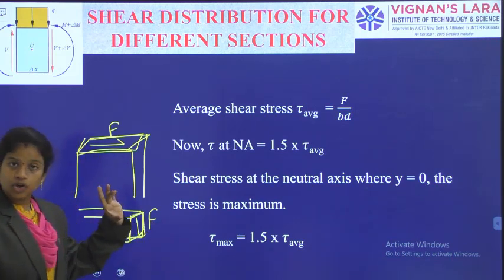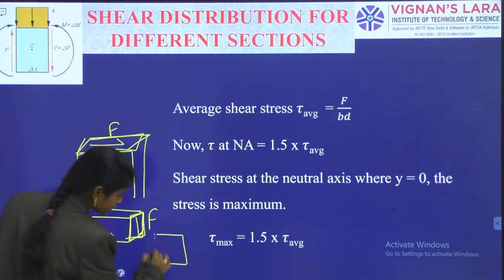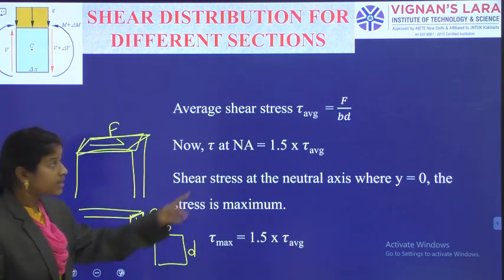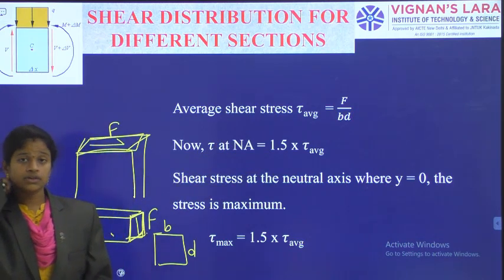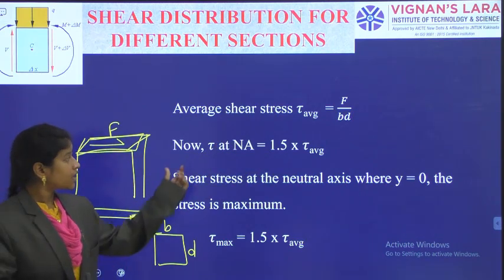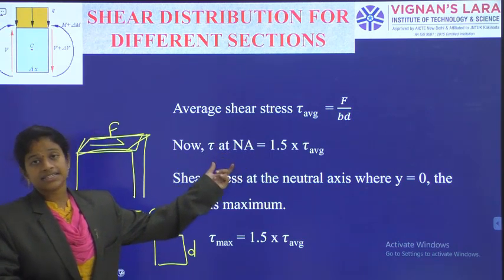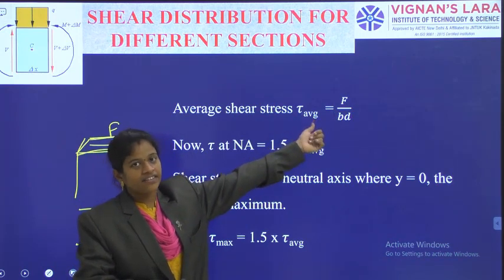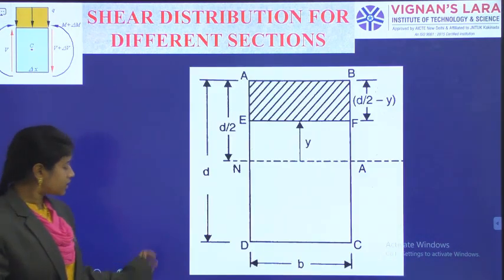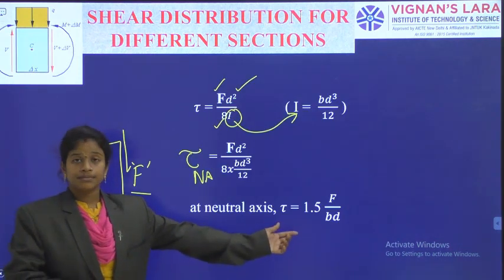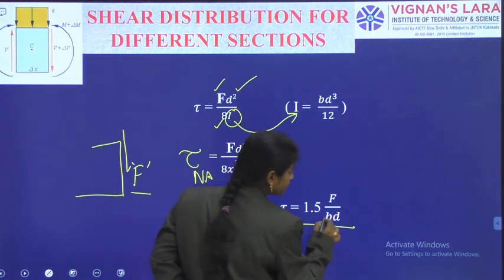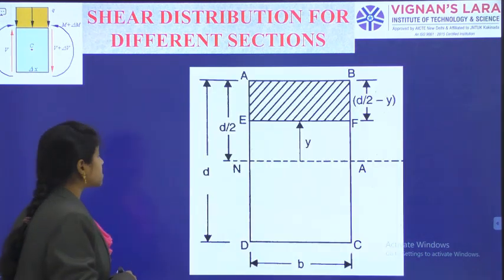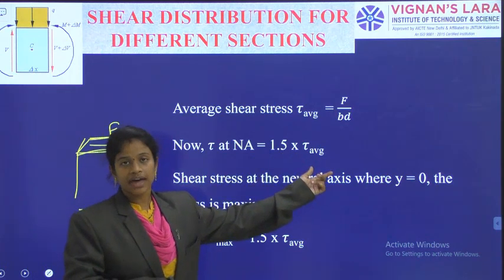When this is our cross section of the beam, I have observed a rectangle with b and d on which the shear stress is acting. That's why F by bd. The tau average is equal to shearing force by shearing area. Now, shear stress at the neutral axis is equal to 1.5 times F by bd. In the previous step I got tau at the neutral axis is equal to 1.5 F by bd, but now I have got tau average is equal to F by bd. So, the shear stress at the neutral axis is equal to 1.5 times the tau average.